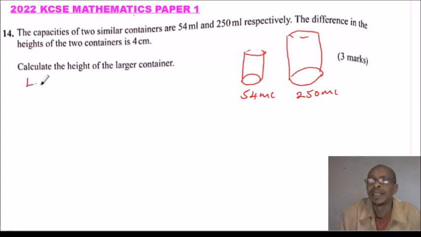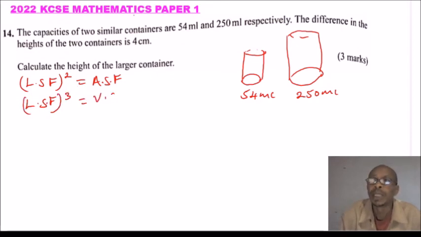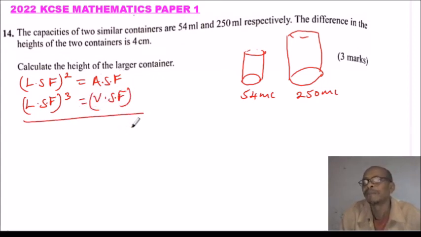Linear scale factor, if you square it, you get the area scale factor. If you cube the linear scale factor, it is equal to the volume scale factor. You did that in Form 2. So we are going to utilize this to get the height of the bigger container. If we say this is x, then this is x minus 4.